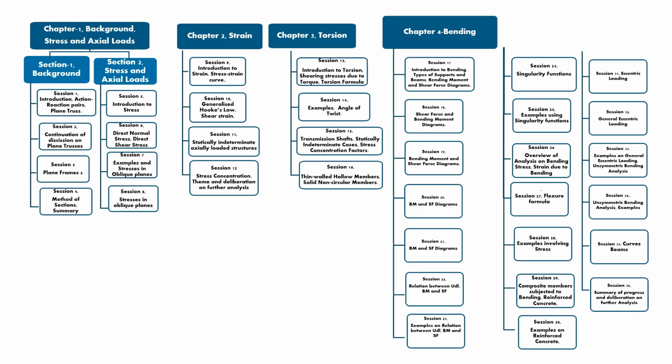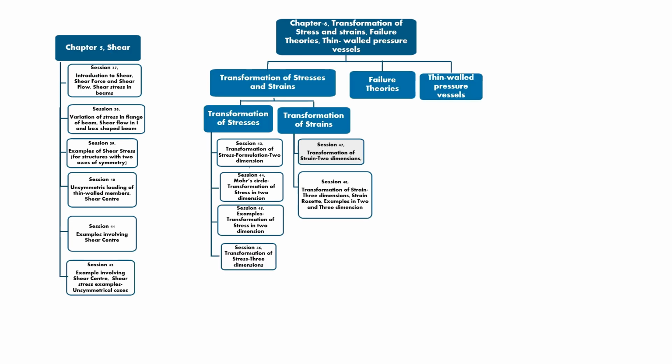This is a block diagram of sessions covered in the first four chapters. The fifth chapter was on shear, and the sixth chapter, among other discussions, includes transformation of stresses and strains. We have covered 4 sessions in transformation of stresses, and this is the first session involving transformation of strains. Here we develop formulas and discuss Mohr circles, transformation of strain in 2 dimensions.